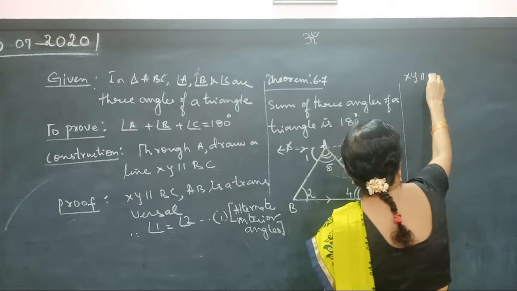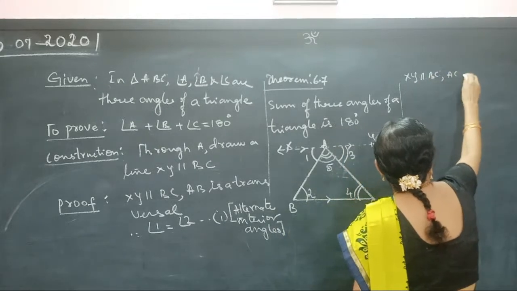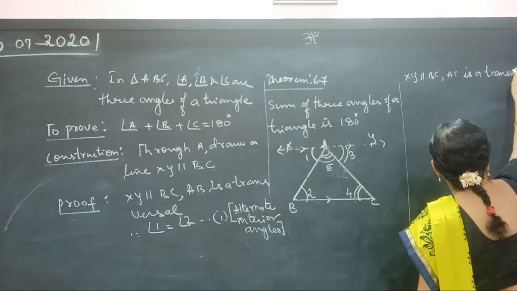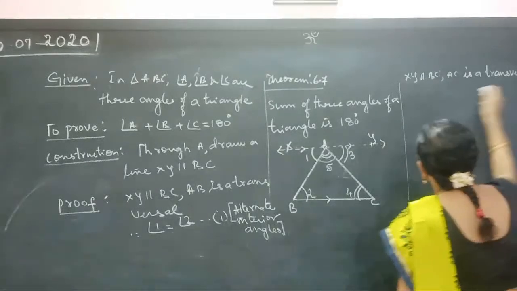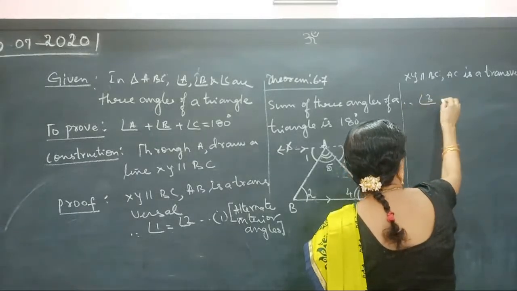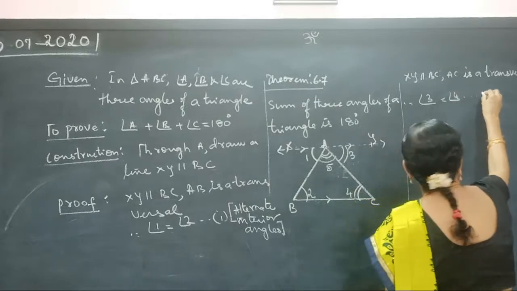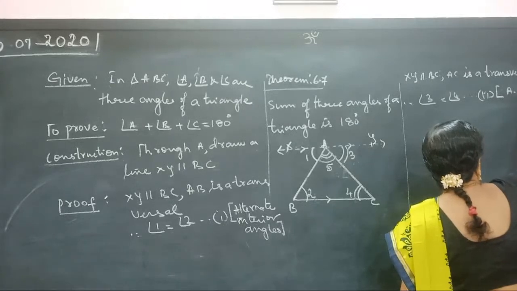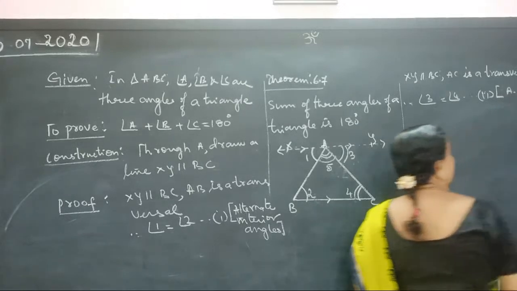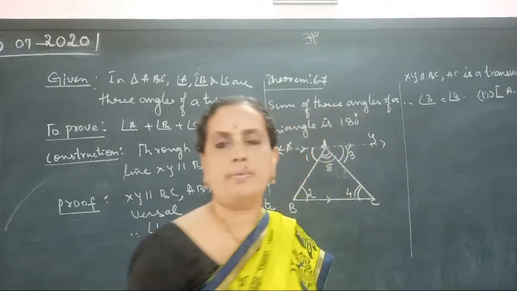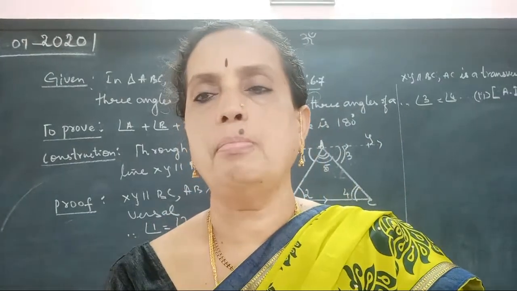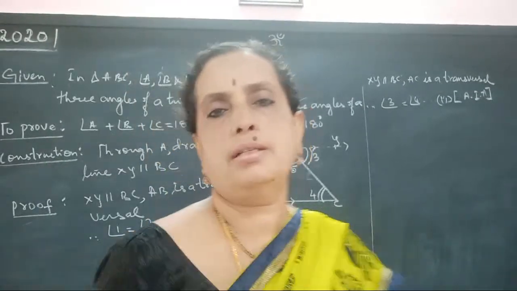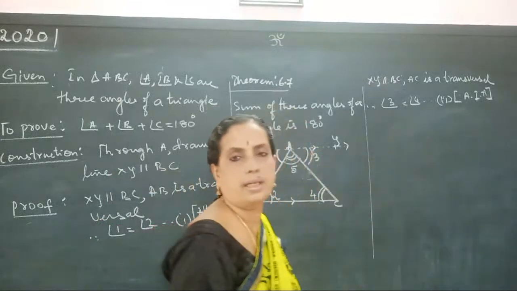XY parallel to BC. AC is a transversal. Therefore, angle 3 equals angle 4. Result 2. Reason: alternate interior angles. Here I have given the abbreviated form, but better to use the complete words, alternate interior angles. Take it as result 2.